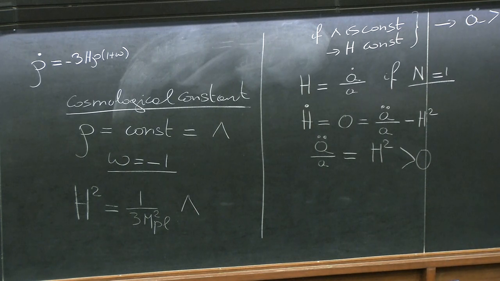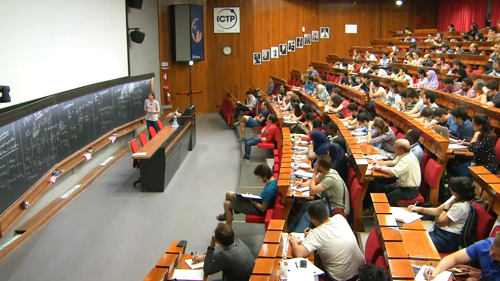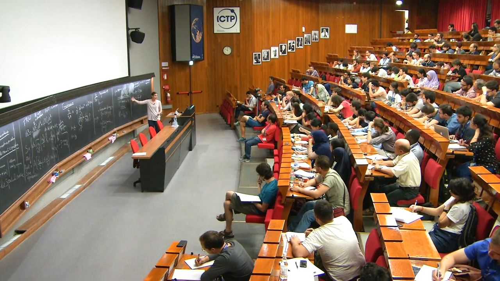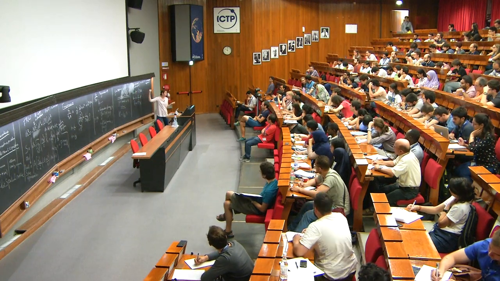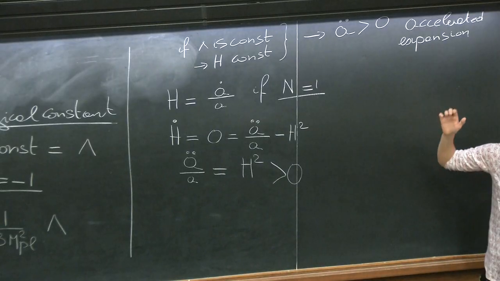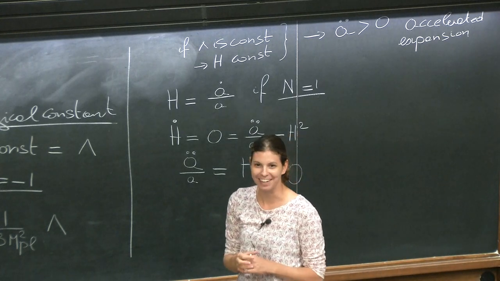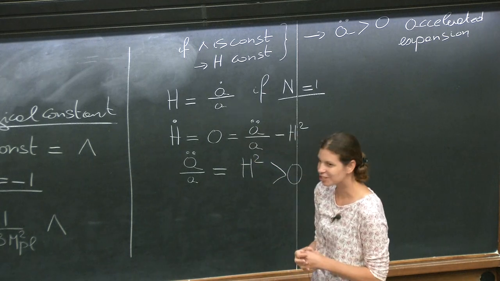So really, all is good. We observe that the universe expansion is accelerating, and the first thing we can think of, putting a cosmological constant there, leads to an accelerated expansion of the universe. So everything is great, right? Now I have 5 more hours to fill. So shall we just stop here?